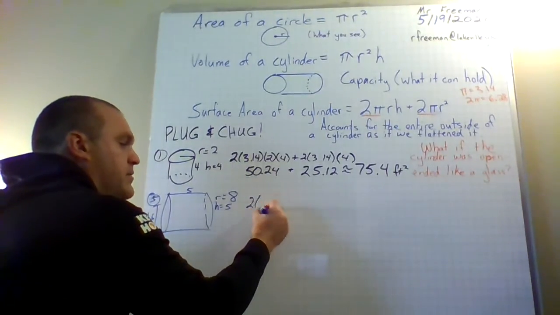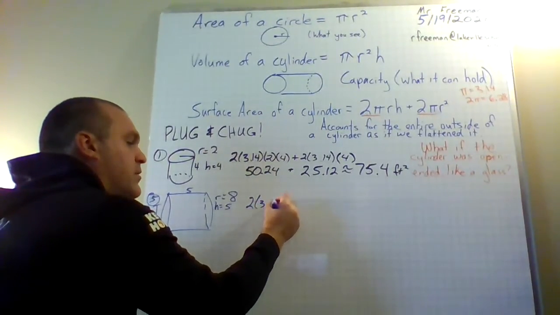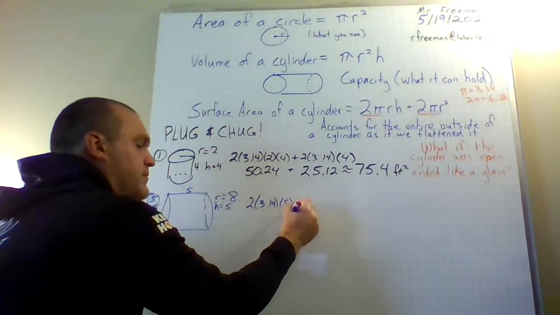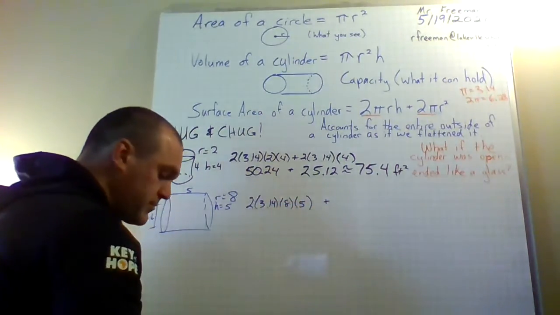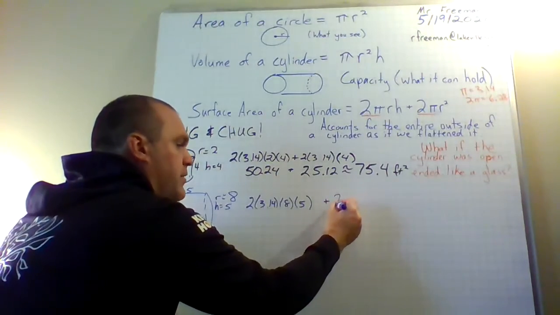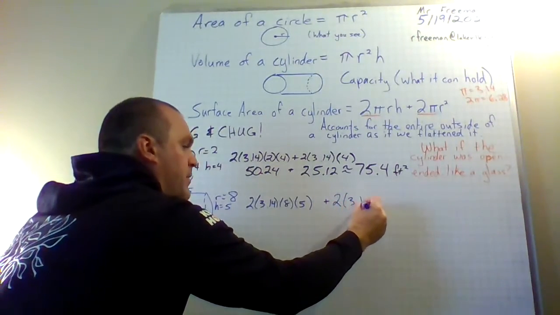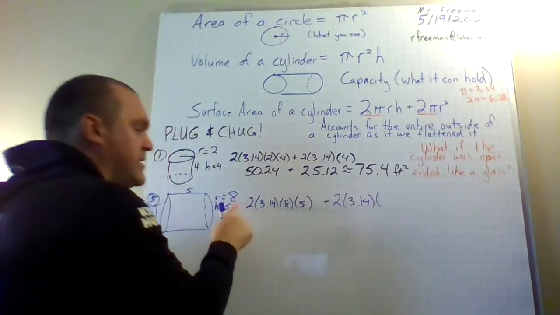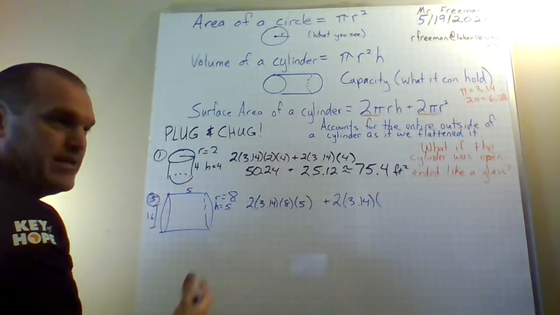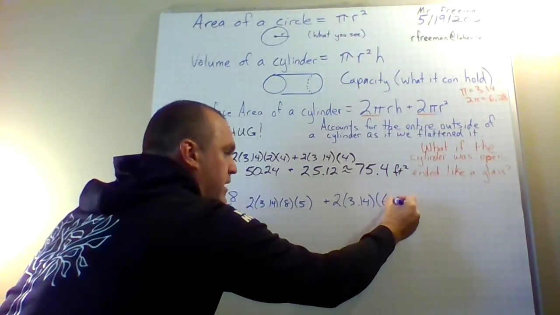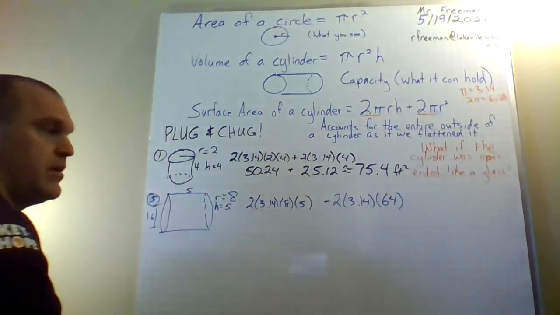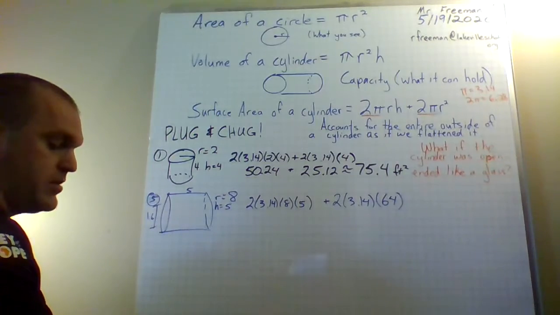You have 2 times pi times a radius of 8 times a height of 5. And we're going to add that guy to 2 times pi. And the radius here is 8. So 8 squared, because it's r squared. 8 squared is 64. Okay, and then we just plug away.